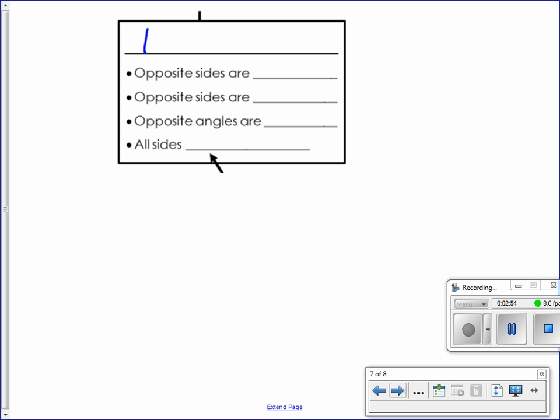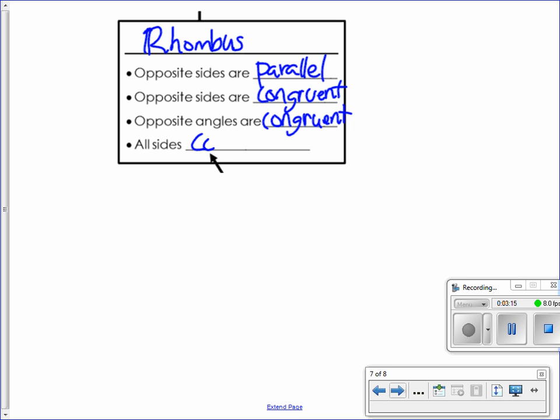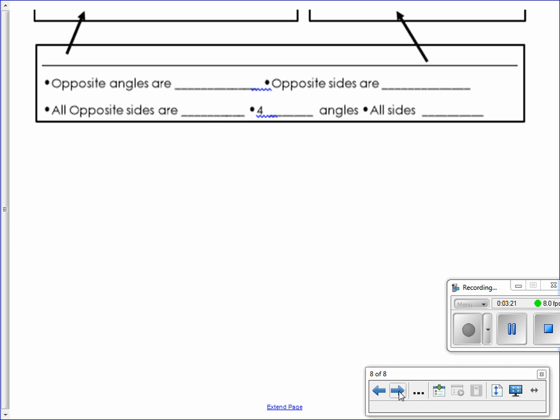Then we have rhombus. Rhombus and rectangle are kind of opposite each other because they share characteristics, but they aren't each other. Opposite sides are parallel. Opposite sides are congruent. Opposite angles are congruent. And all the sides are congruent. Okay, that's where it has a combination. That's where it's different from a rectangle.